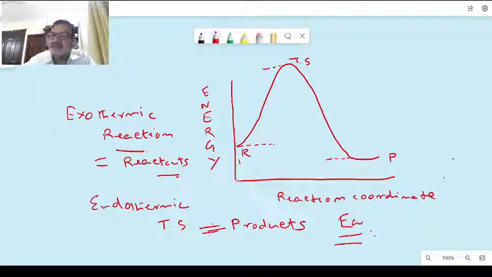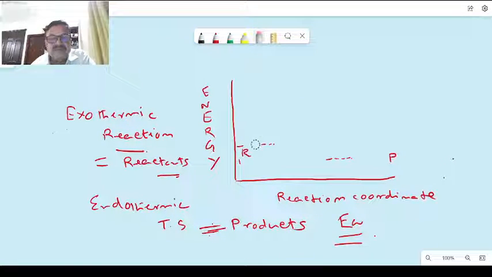Now, for the endothermic reaction, we can show it like this. Two products are formed. How will you show this? One I have drawn in a red line. For the other reaction, we can show the more stable product and the less stable product. This is an exothermic reaction. I will change this.